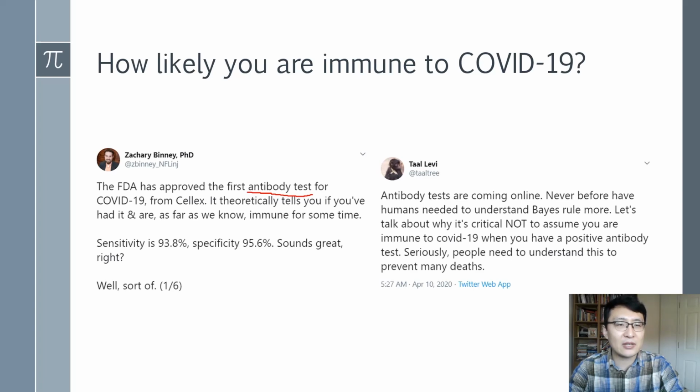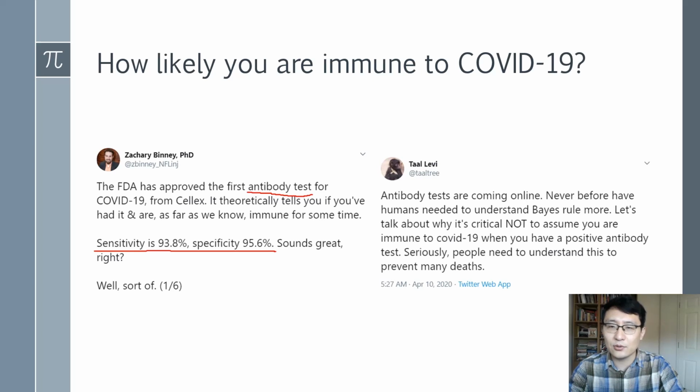This tweet said the FDA has approved a test which has a very high sensitivity, more than 93%, and high specificity, more than 95%. Sounds great, right? For those who don't know what sensitivity is, sensitivity is the true positive rate. Specificity is the true negative rate. We are going to revisit these two terms later. This is another similar tweet. So antibody tests are coming.